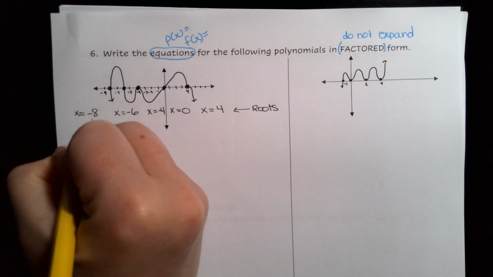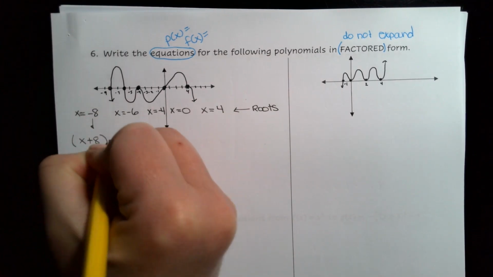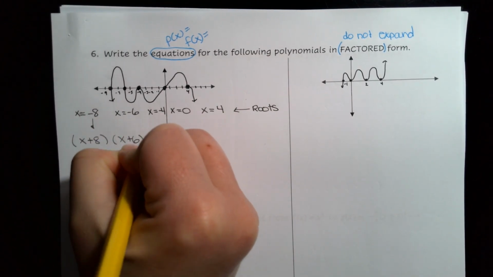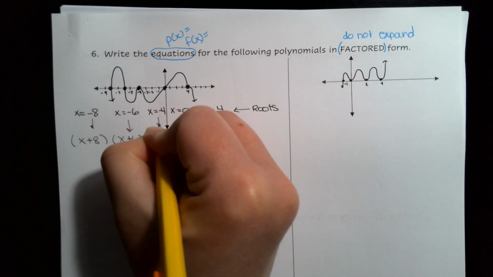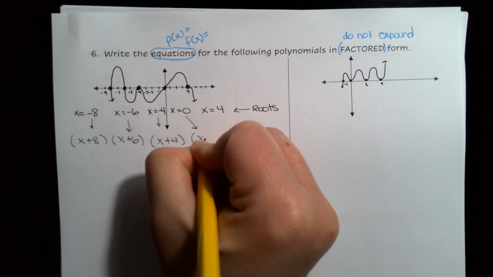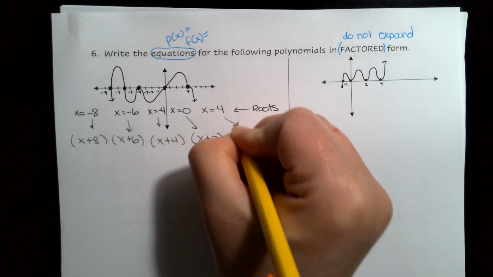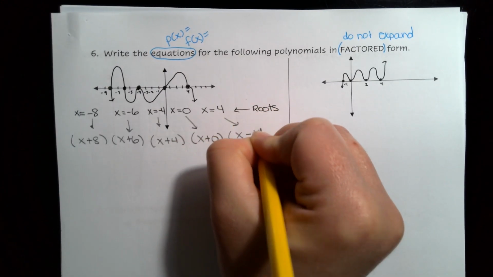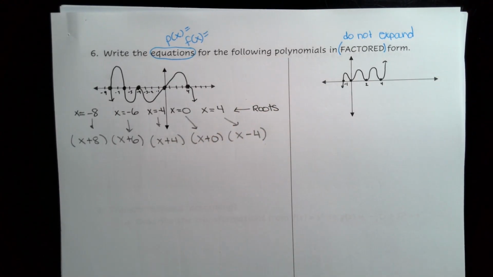From here, we're going to write out our factors, which is the opposite of what we see. So our factors are x plus 8, x plus 6, x plus 4, x plus 0, and x minus 4. And we'll talk about that 0 in a little bit.